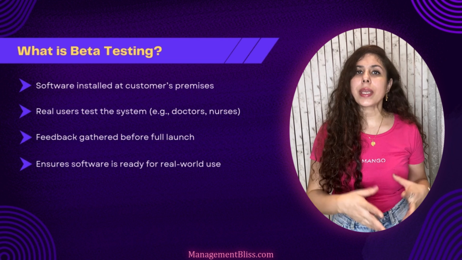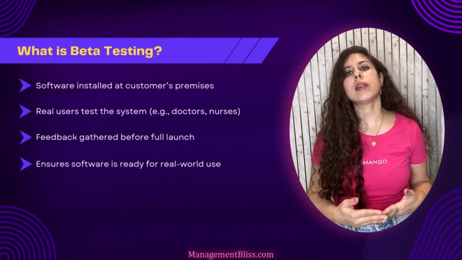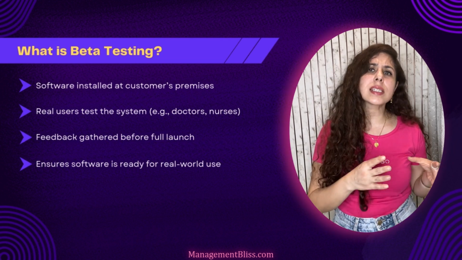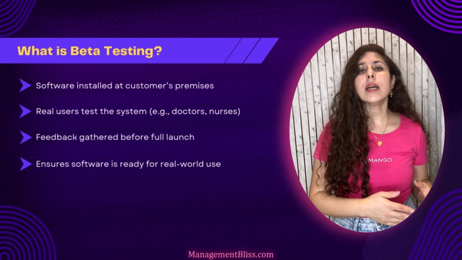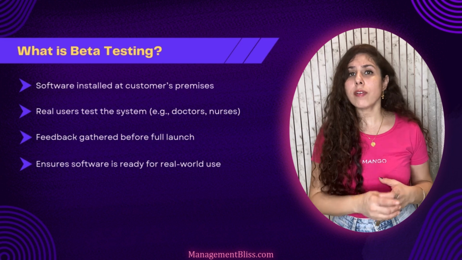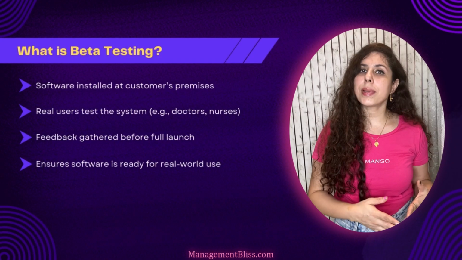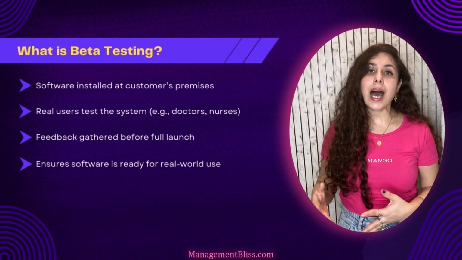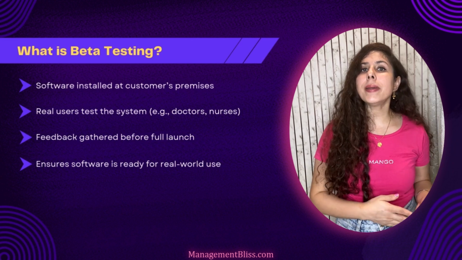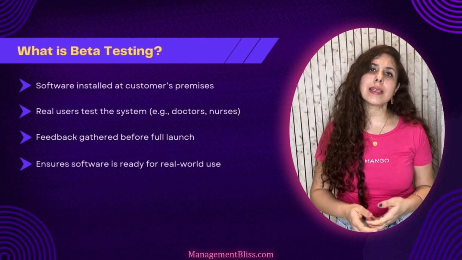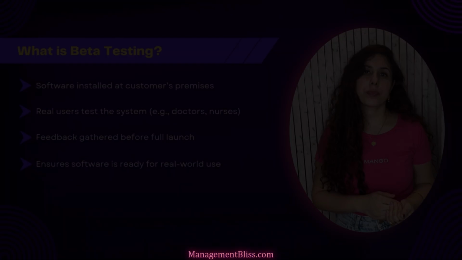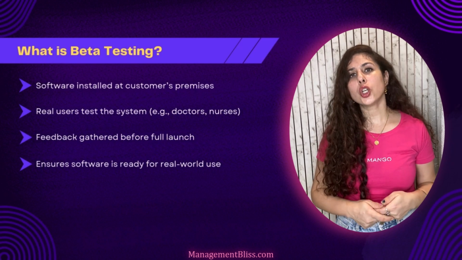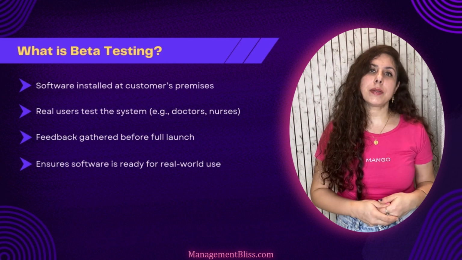Now, what is beta testing? In beta testing, the software will be installed on some of the machines of the customer's premises and will be tested by a group of actual users. For example, if the software is for a large hospital chain, it will be installed on some of the machines in selected hospitals to make sure that it works fine. It's like a soft launch to get real feedback.